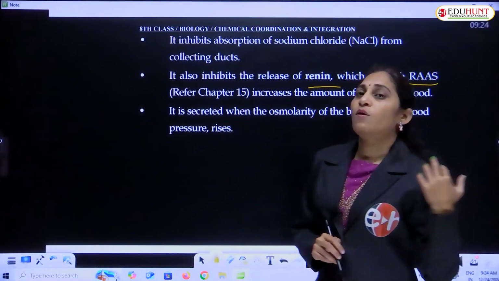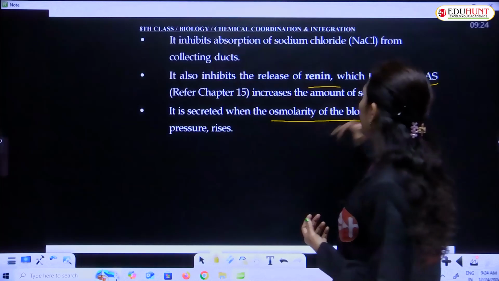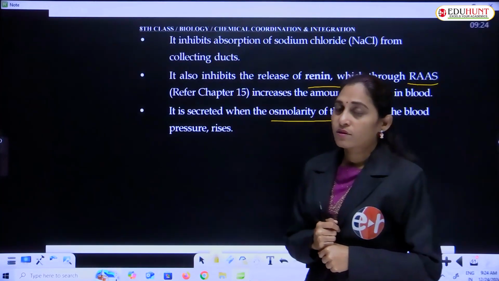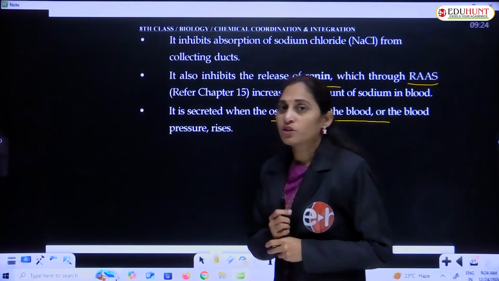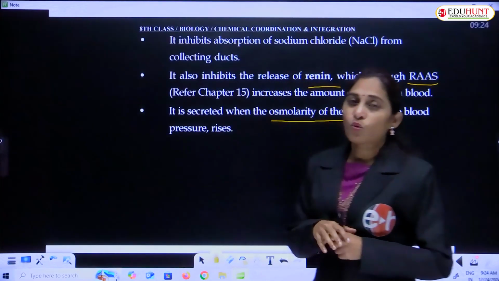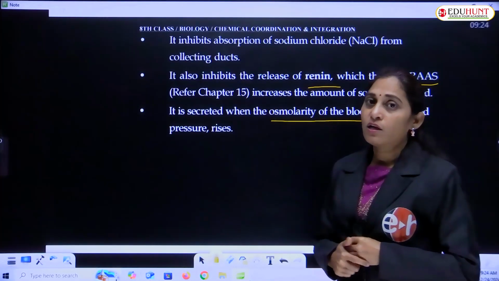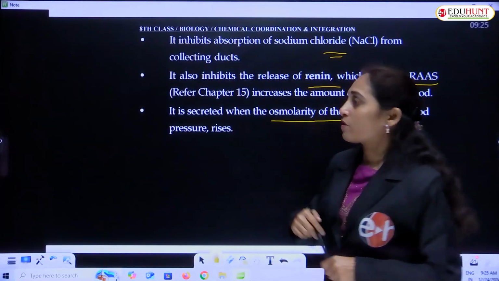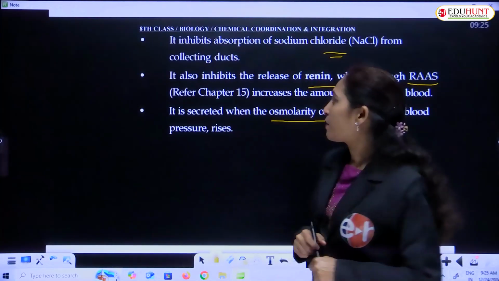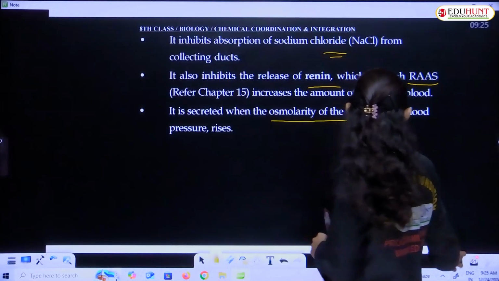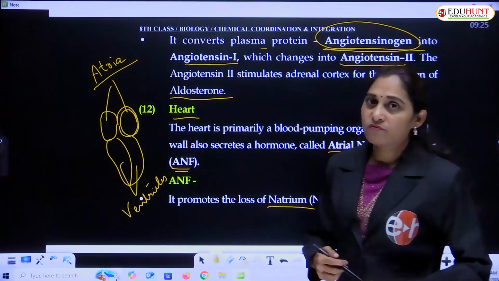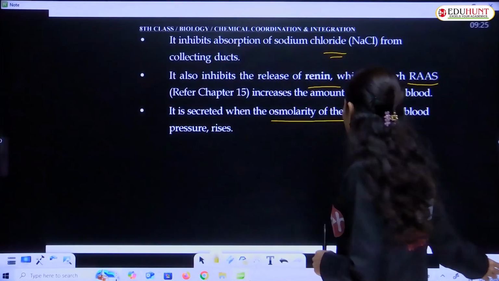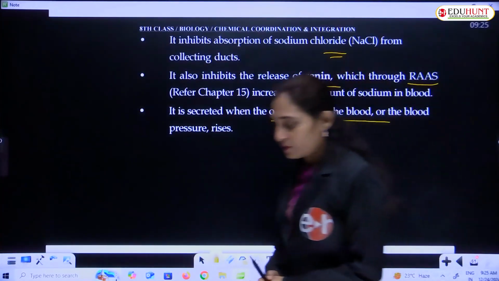is secreted when the osmolarity of the blood or the blood pressure rises. That is, whenever the blood pressure rises, it tries to regulate the blood pressure by balancing the sodium ion concentration. So this is done by the ANF, that is produced by the heart. So this is about the adrenal gland.